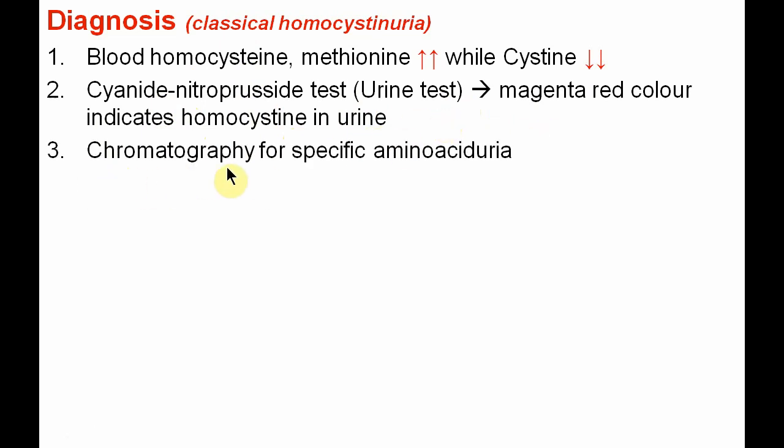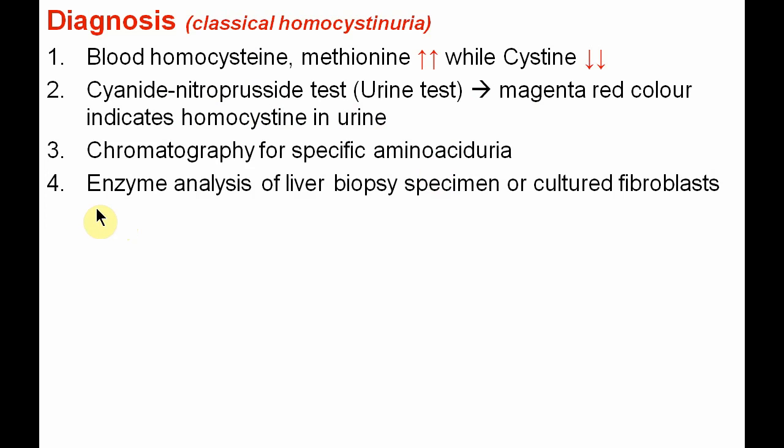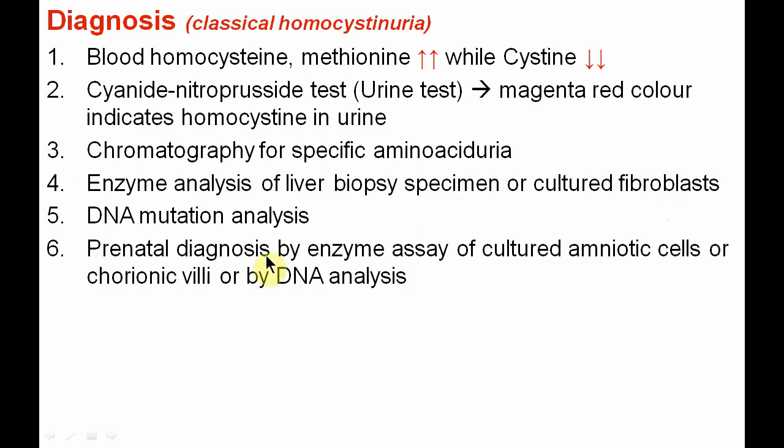Next is chromatography, which is also useful for the diagnosis of specific amino acidurias. Fourth is enzyme analysis of a liver biopsy specimen or through cultured fibroblasts. DNA mutation analysis can also be performed for the enzyme deficiency. Prenatal diagnosis by enzyme assay of cultured amniotic cells or chorionic villi or by DNA analysis. So these are for classical homocystinuria.